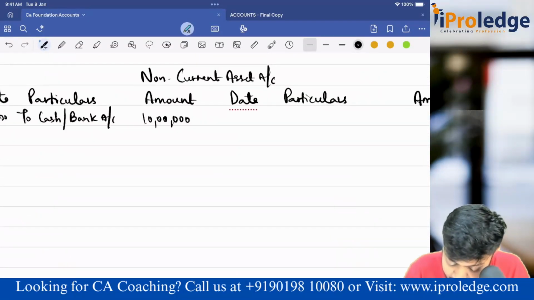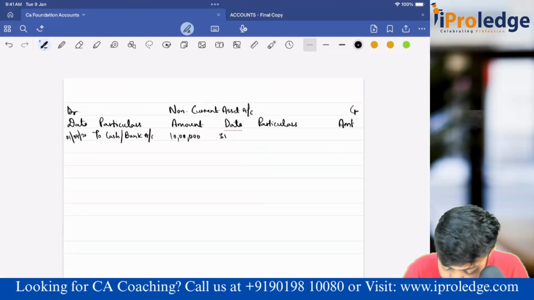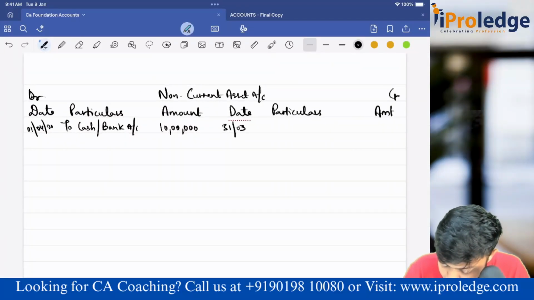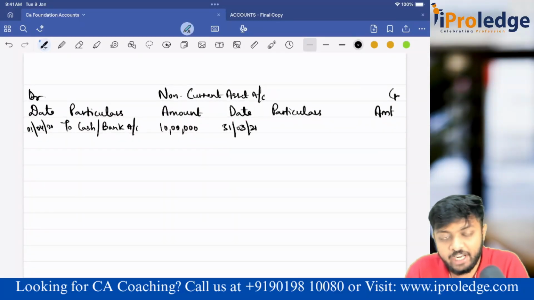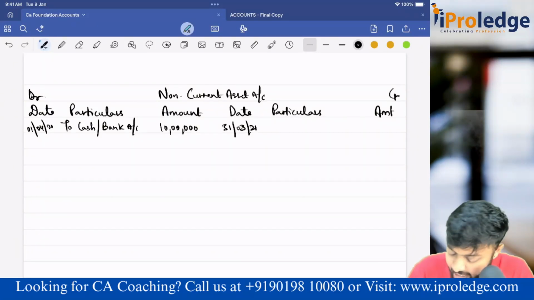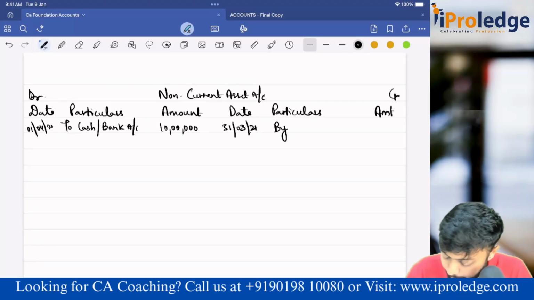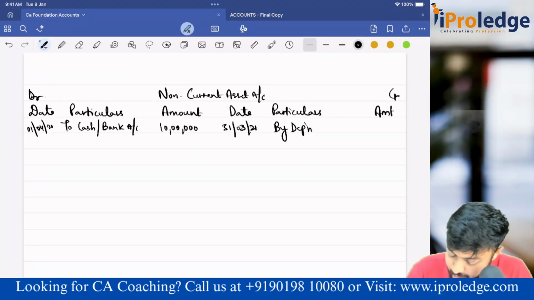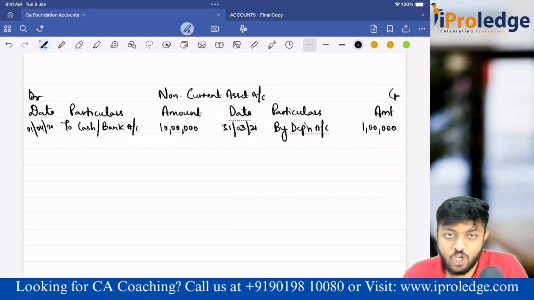Depreciation is generally charged at the year end. So 31st March 21. If you see the entry we passed, it was depreciation account debit to NCA account. NCA account is credited in the journal entry. So here also it will be credited. So by depreciation account, it was 1 lakh. So that's all. First year depreciation done.